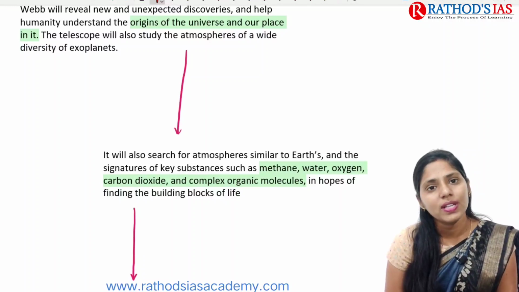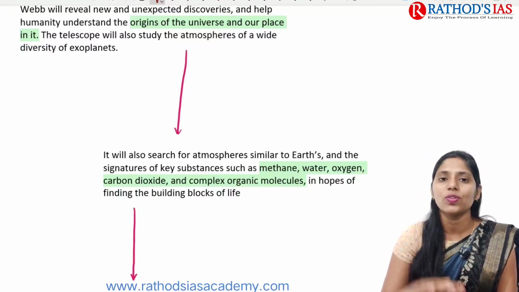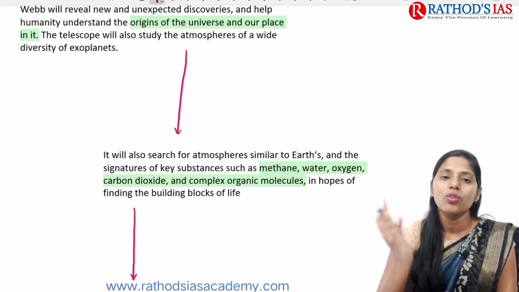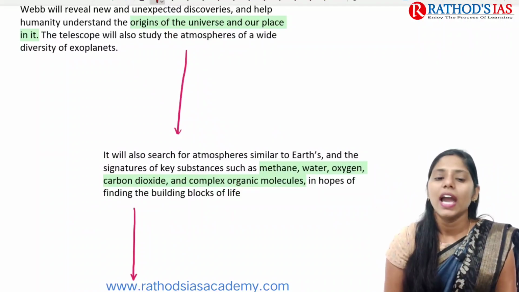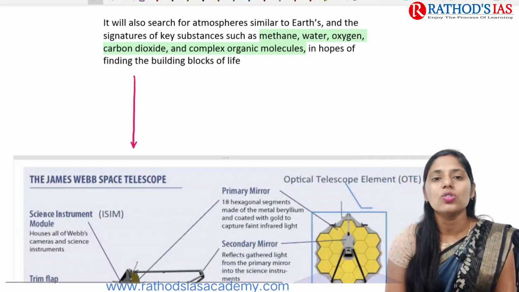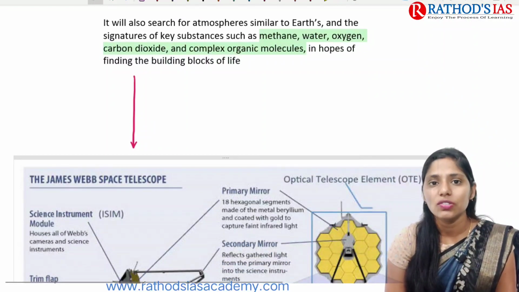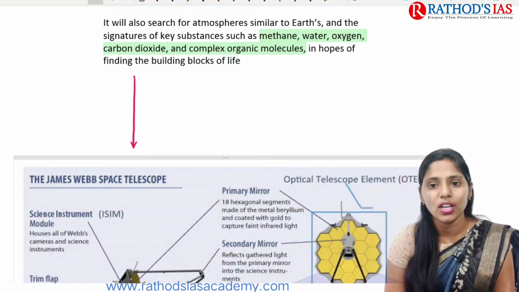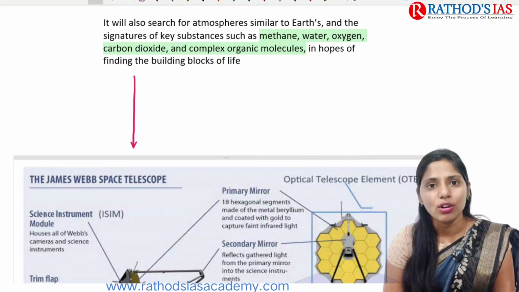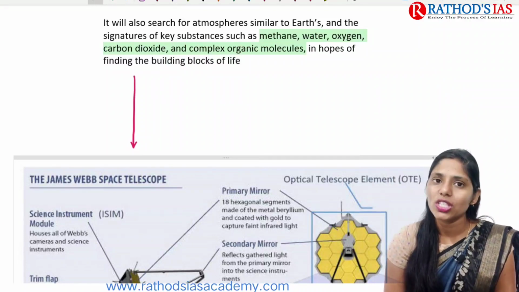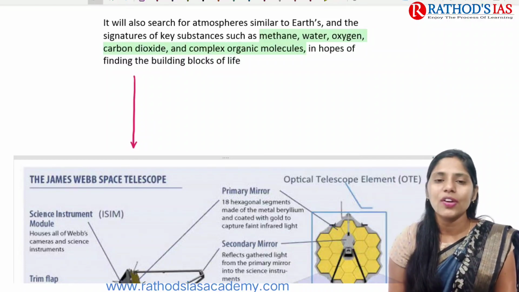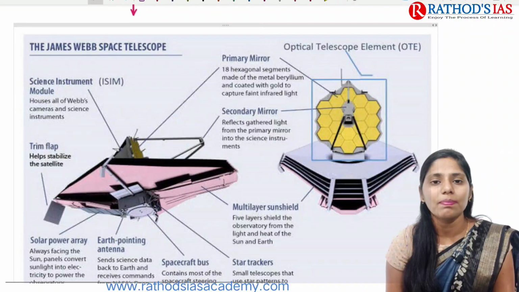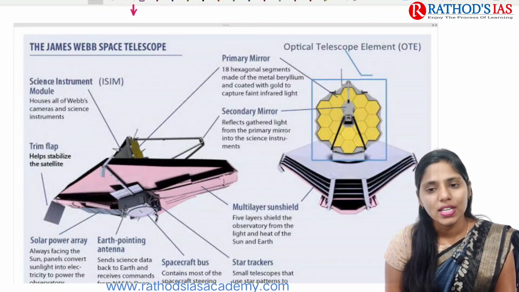So it is also going to study the atmosphere present on other planets outside our solar system. And next, it will also search for atmospheres similar to that of Earth's atmosphere. For example, it will be studying the presence of methane, water, oxygen, carbon dioxide and complex organic molecules or not. So now let us see which are the important parts of this James Webb telescope.